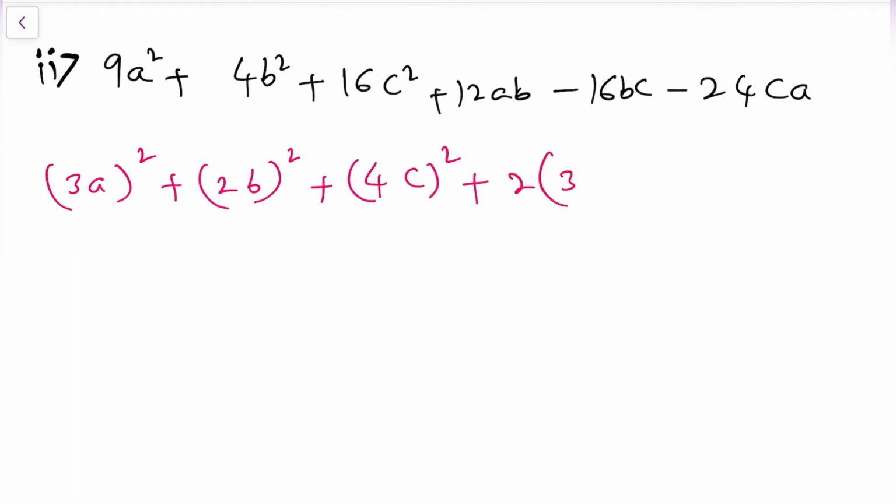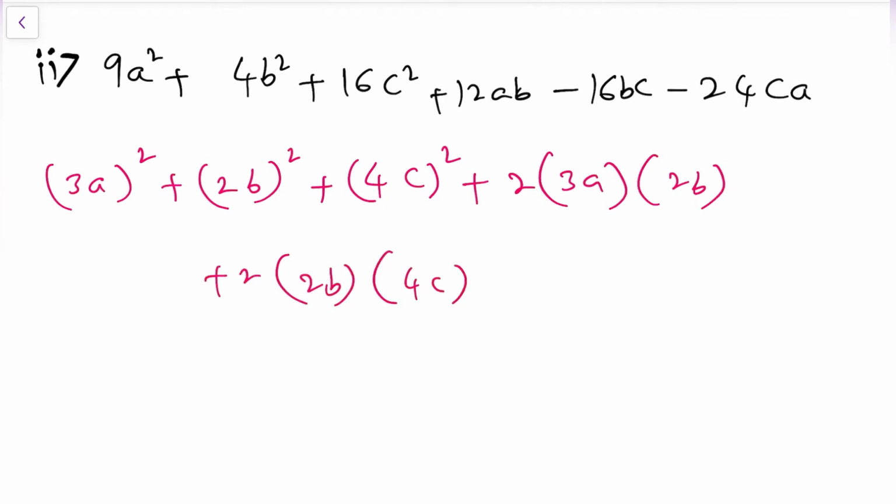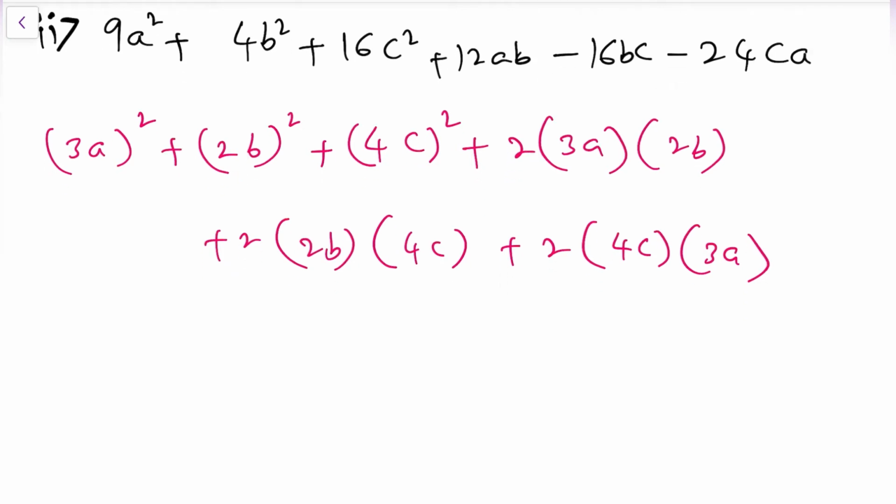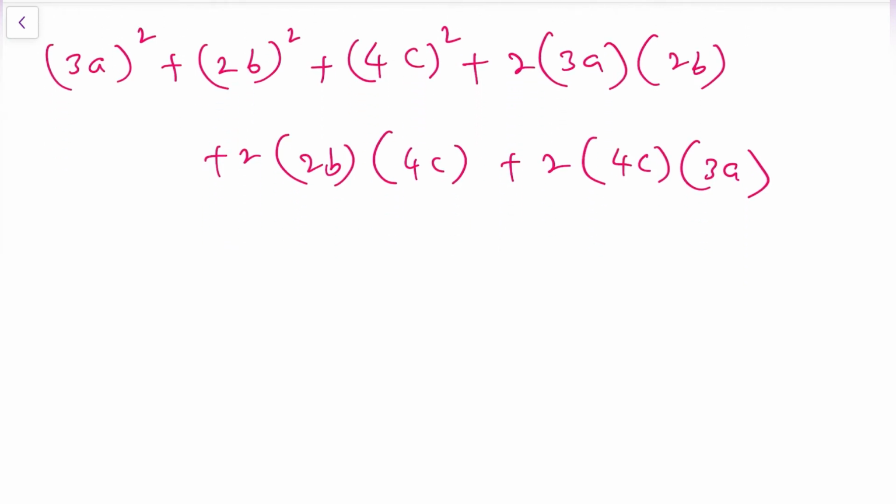2 into a is nothing but 3a, b is nothing but 2b, plus 2 into bc. B is nothing but 2b, c is nothing but 4c, plus 2 into ca. C is nothing but 4c, a is nothing but 3a. Now I'll write the final step first, then after I'll go with the symbols. A plus b plus c whole square, right? So a is nothing but 3a, b is nothing but 2b and c is nothing but 4c. So 3a, 2b, 4c whole square.